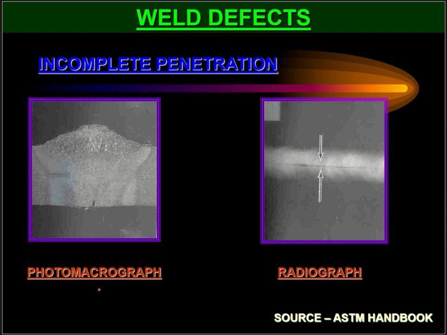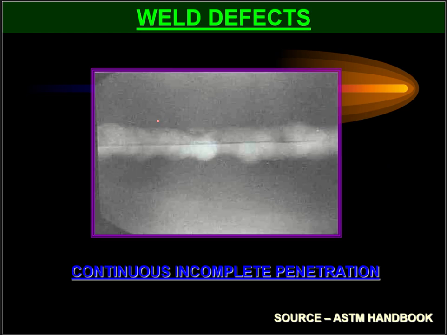And this is a photometric graph in which you can see the incomplete penetration. In the radiograph image it will be a dark line at the center of the weld. This is the weld area, so at the center of the weld the incomplete penetration will be coming, and the defect will be a straight line there.